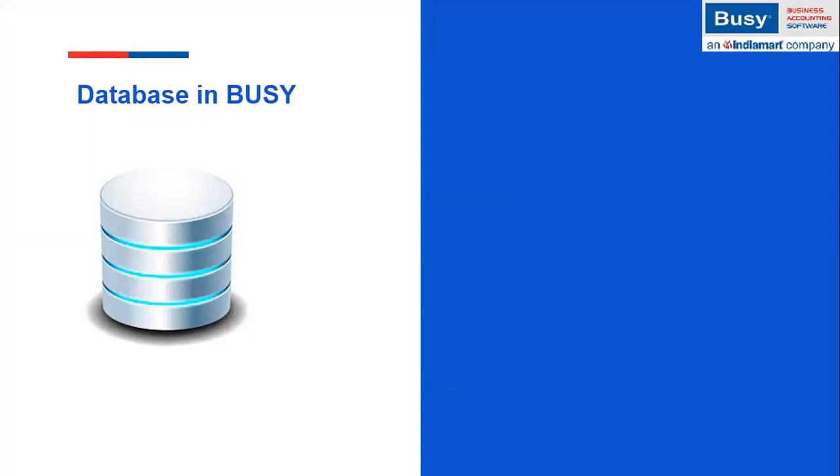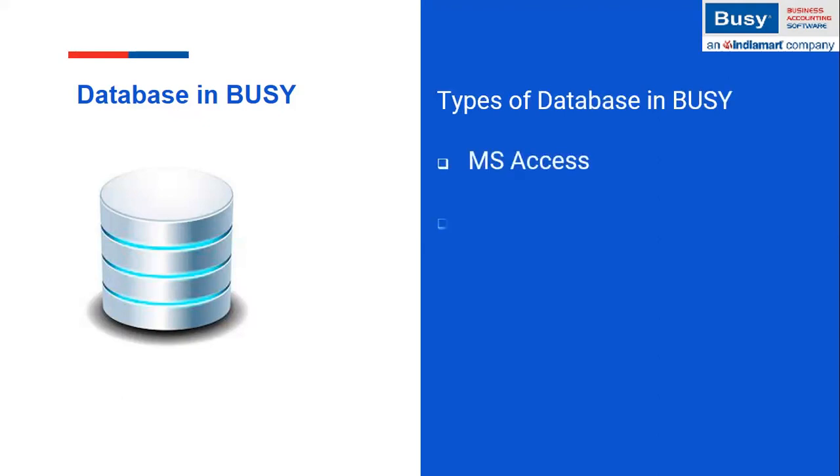So database in Busy. As you know, Busy is on-premise software, means it is desktop-based software. Data will be stored on the local system. So we use Microsoft database in which data files are created, and Busy software shows these database files in its application. The types of database in Busy software are MS Access and MS SQL. Both databases belong to Microsoft. We have two types of database, and when we create a company, we can use the MS Access database or the MS SQL database.